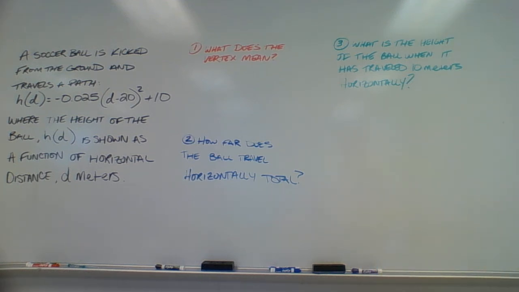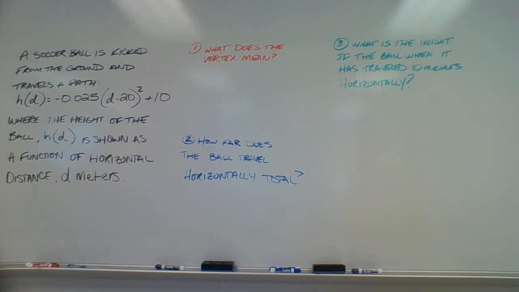A soccer ball is kicked from the ground and travels a path. We have a function right there: h of d is equal to negative 0.025 times the quantity d minus 20 squared plus 10, where the height of the ball, h of d, is shown as a function of horizontal distance d in meters. So we're dealing in meters here. We have the function up there, h of d equals negative 0.025 times the quantity d minus 20 squared plus 10.